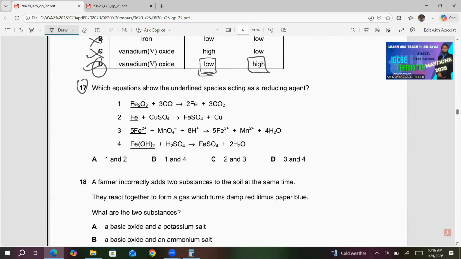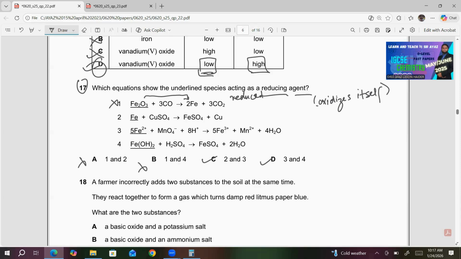17. Which equations show the underlined species acting as a reducing agent? The reducing agent oxidizes itself. So in reaction 1, what's happening? Iron is losing oxygen. So it means it is reduced. Here it is reduced. It's not oxidized. So 1 is incorrect. So if 1 is incorrect, both A and B are incorrect. Either C is correct or D is correct.